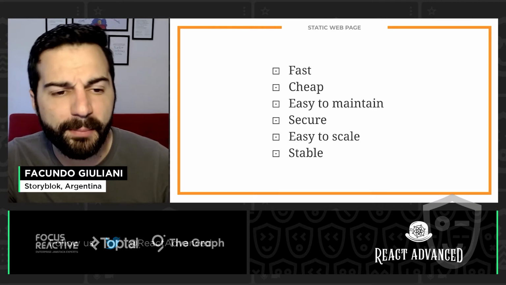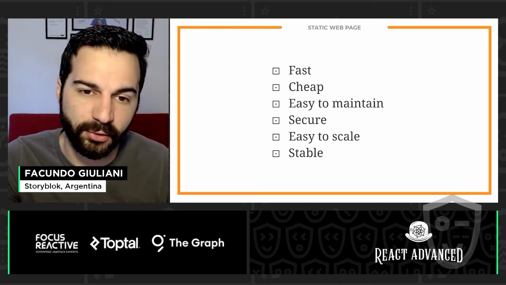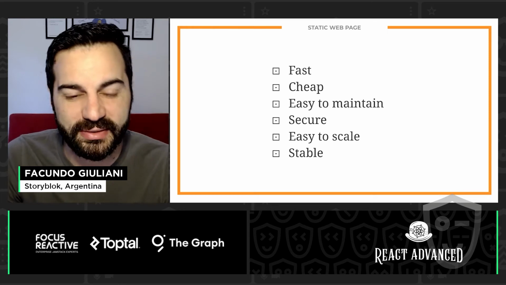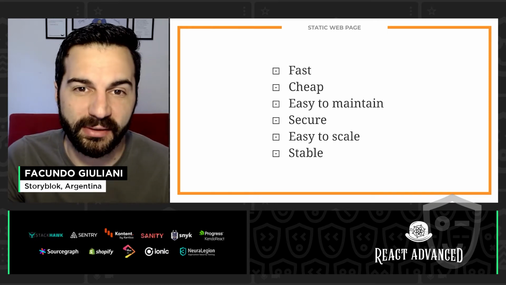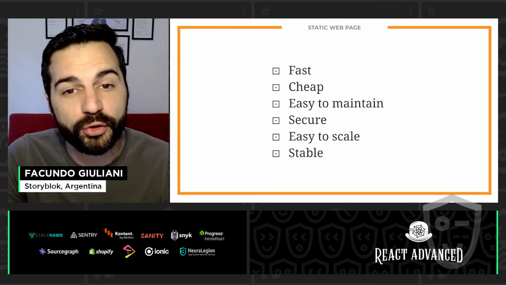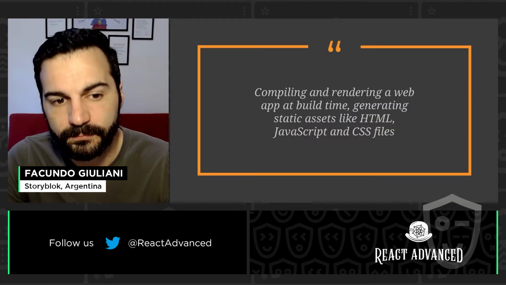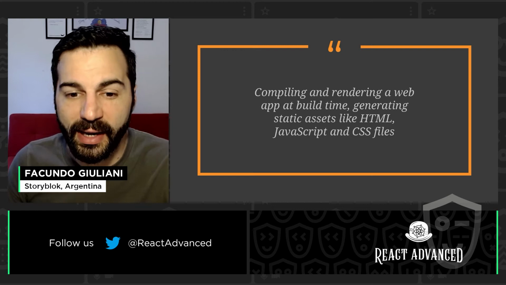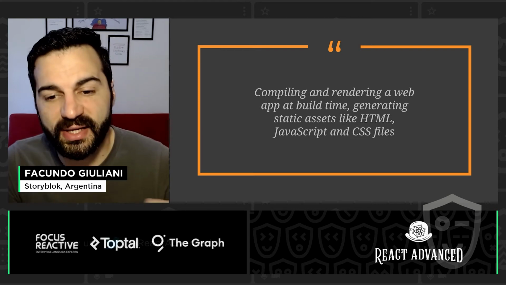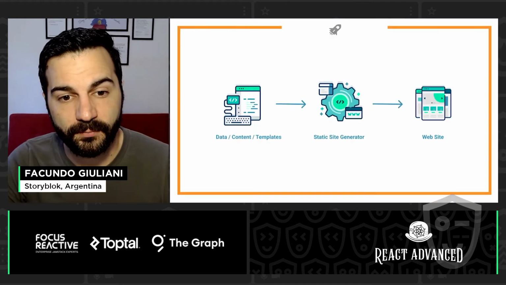So having in mind these benefits of static web pages, which were created at the beginning of the 90s, for instance, with the latest frameworks and tools that were developed in recent years, a new concept appeared: static site generation, which is compiling and rendering a web application at build time, generating static assets like HTML, JavaScript, and CSS files.